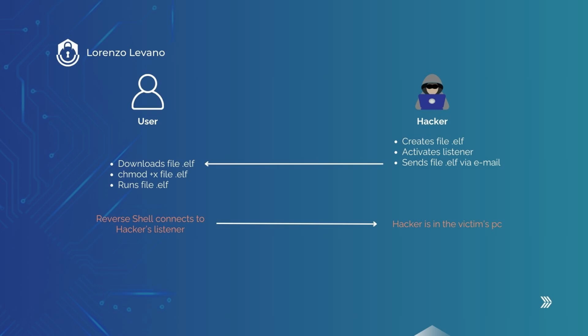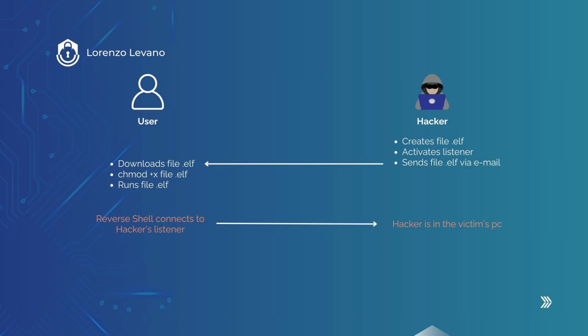Hello everyone, in this lesson we are going to analyze one of the most common and effective techniques used by attackers, which is the reverse shell. A reverse shell is a type of remote access method where a compromised machine initiates a connection to the attacker's machine, giving them control over the system.